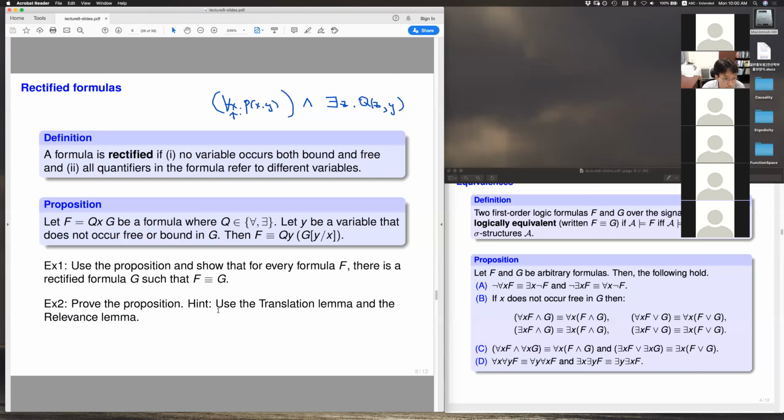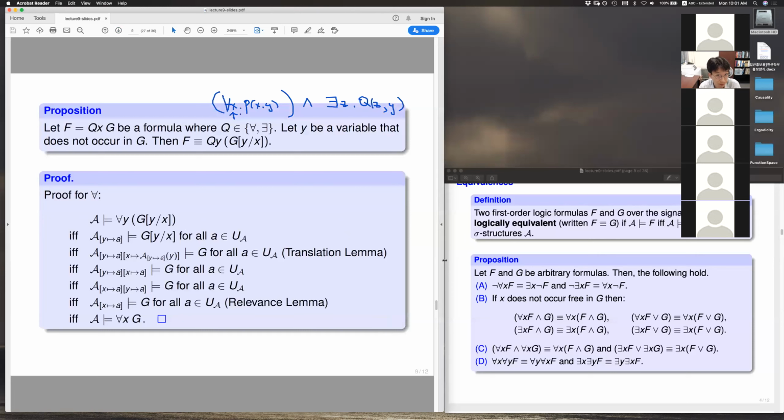Okay. Now for the proposition, this proposition is an easy consequence of the translation lemma. And here's an exercise, but I think it's better just to show you how this can be proved. And it's a good exercise of using the translation lemma. So I think I have a proof here. So the proof goes like this, okay? So suppose we have a formula. Suppose we only deal with a universally quantified formula.